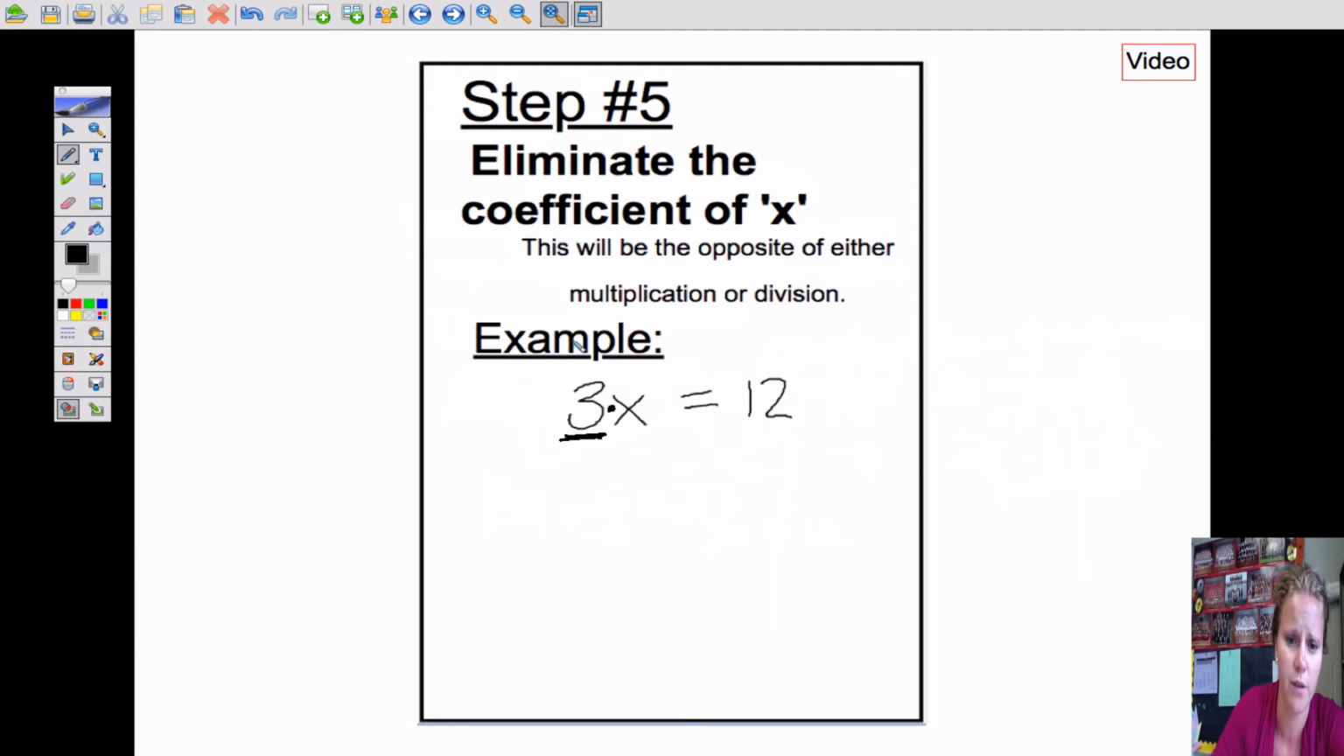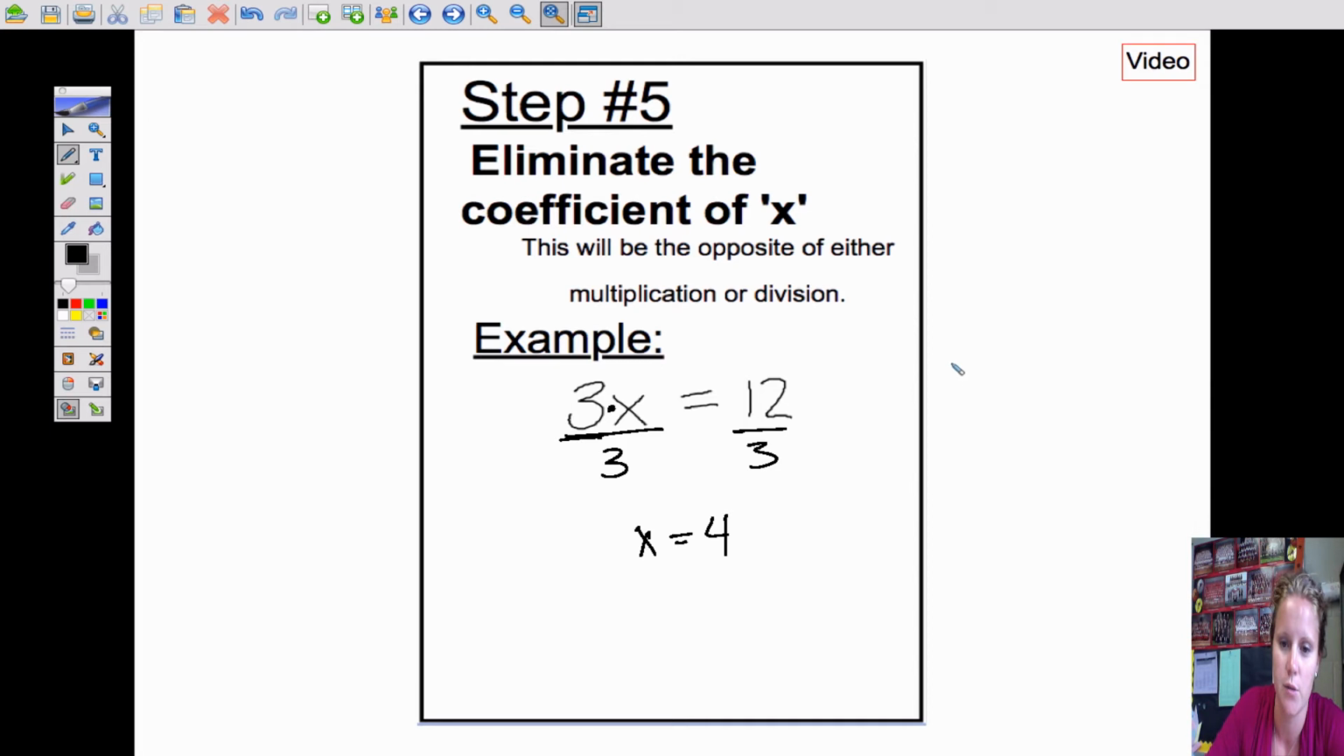If there is no coefficient, then it's probably 1, because there's just one x. To get rid of that, we either multiply or divide. So 3 times x, to do the opposite of that, I'm going to divide by 3 on both sides, and x is going to be equal to 4.